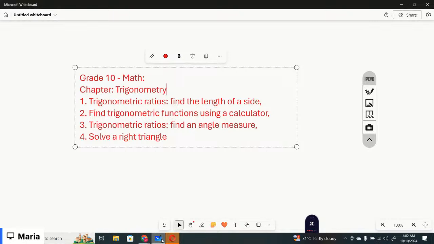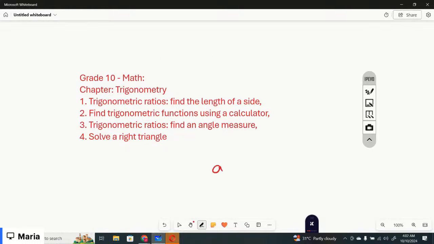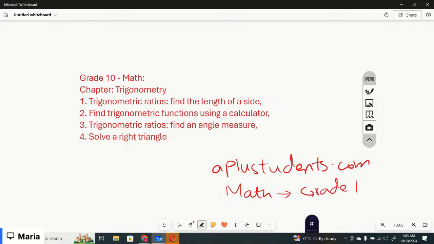We are here for grade 10 math. You can find all the lessons on aplusstudents.com. You have to log in there using your email address and password as provided by the administrator. Then select math from the subject tab. Scroll down to grade 10 math and click on view all lessons. There you can find a list of the chapters. We're going to start with the chapter trigonometry.